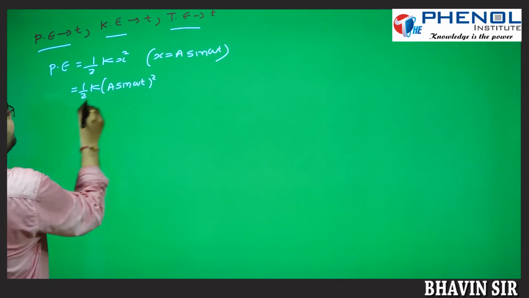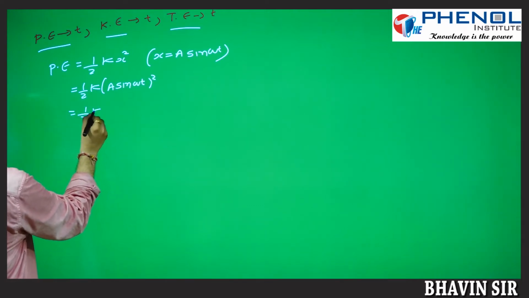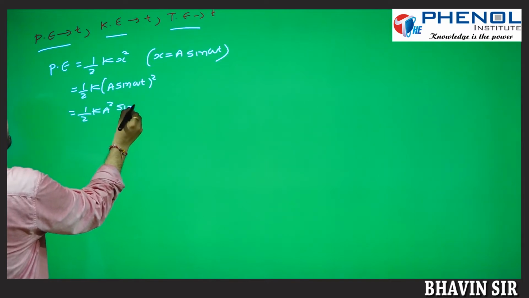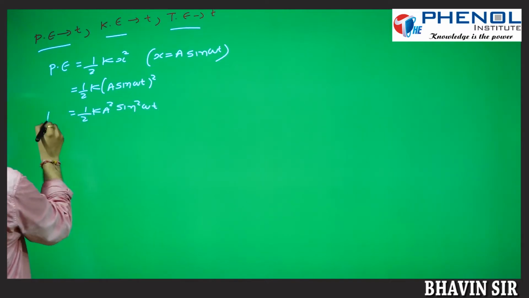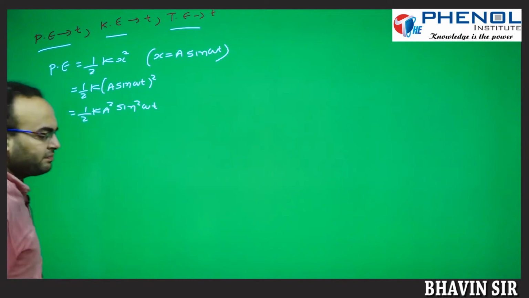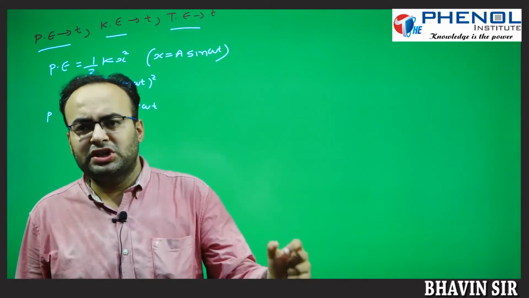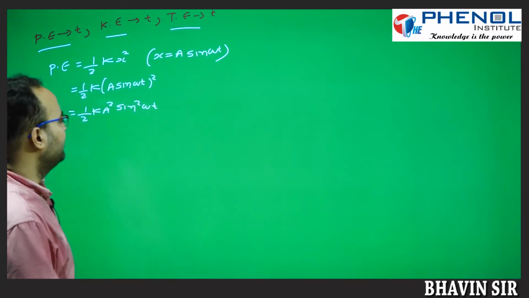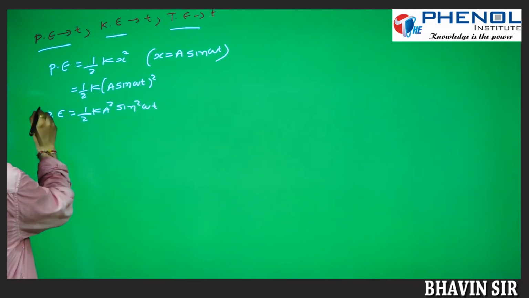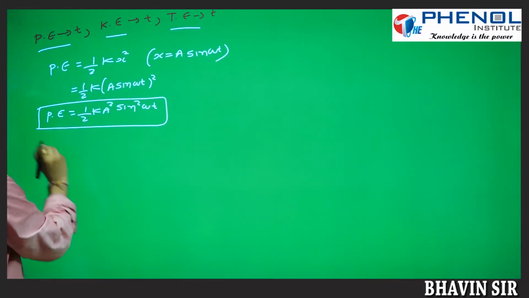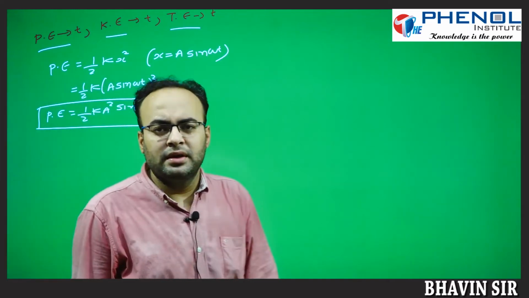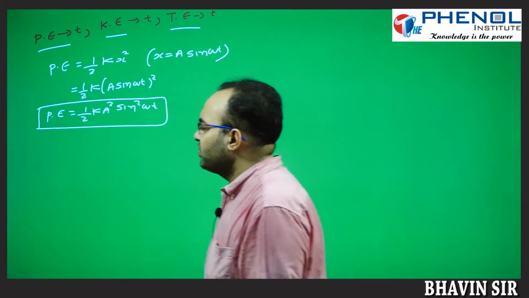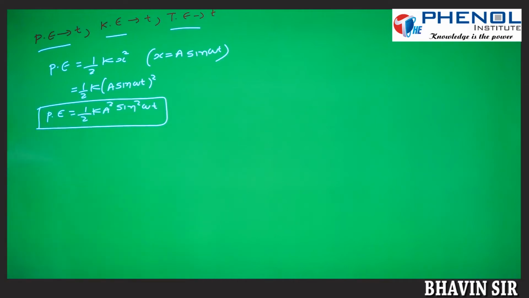So students, now we write here half k (A sin omega t) square. Half kx square is a relation between potential energy and displacement. Now this is the relation between potential energy and time. What is the relation between potential energy and time? Half k A square sin square omega t.